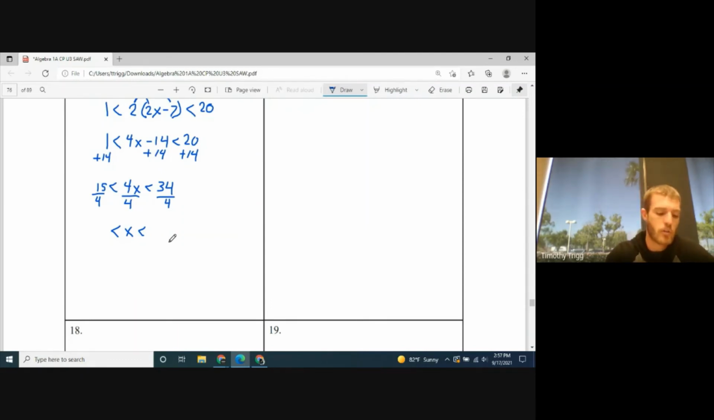So let's go ahead and do 15 divided by 4. And so as a decimal, it's 3.75. And then here, 34 divided by 4 would be 8.5. So just draw those on the number line, and it'll be the numbers in between.